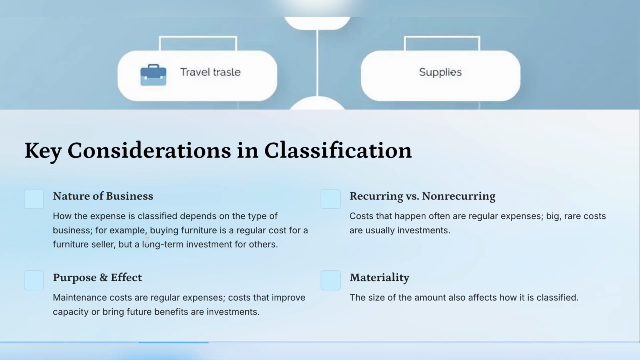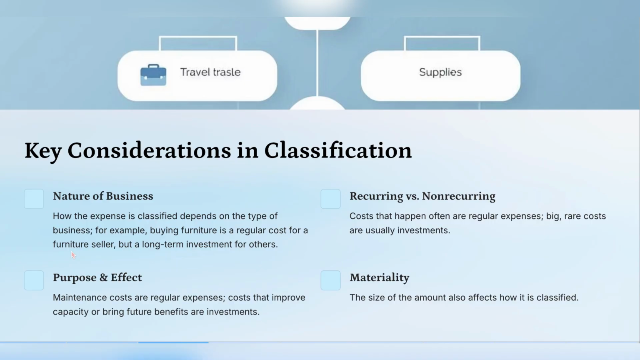Next, coming to key considerations in classification. What are the considerations or factors we need when classifying the expenditures? On what basis can we classify the expenditure as a revenue expenditure or as a capital expenditure? So the first one is the nature of business. How the expense is classified depends on the type of business. Okay, to classify the expenses, the nature of business is also one of the factors.